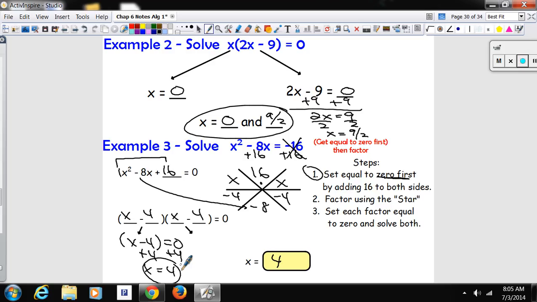So set it equal to 0, factor it into the two parentheses. That's why we learned how to factor, so that we could set them equal to 0 and solve them. That was the purpose for factoring, to get it so we can solve them. You can't solve them in this format right here. You've got to get it down into this format.